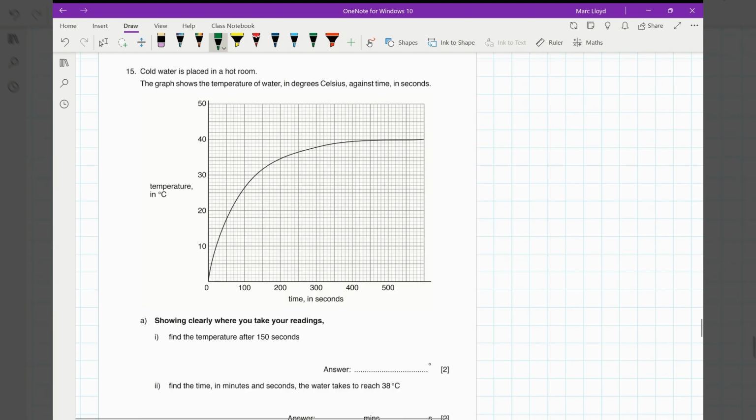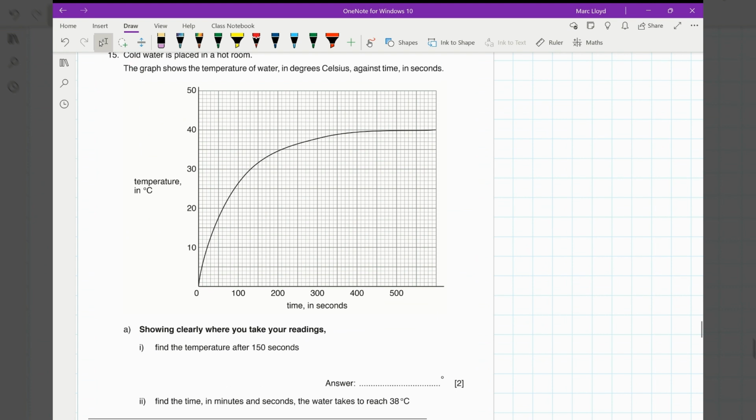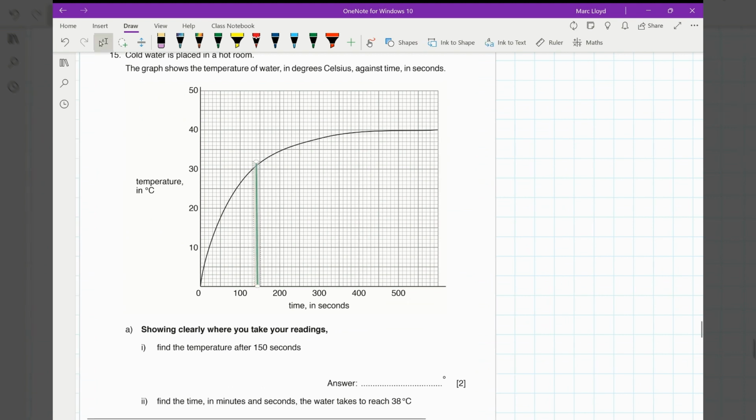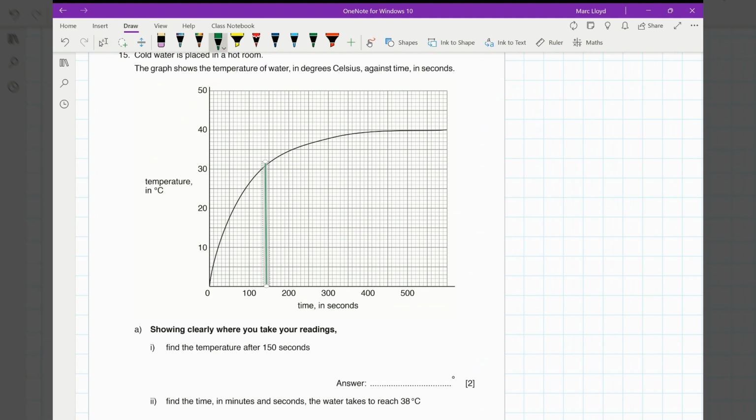Question 15. Show your working clearly when you're taking your readings. So let me just get my graph out, see what I did. You have to draw a lot of lines here. Find the temperature after 150 seconds. So what we're going to want is a line from 150 up to your graph, and you'll draw this perfectly. My line's not gone on to 150. It's decided it doesn't want to do that. I'm going to get rid of it. But that's what you do.